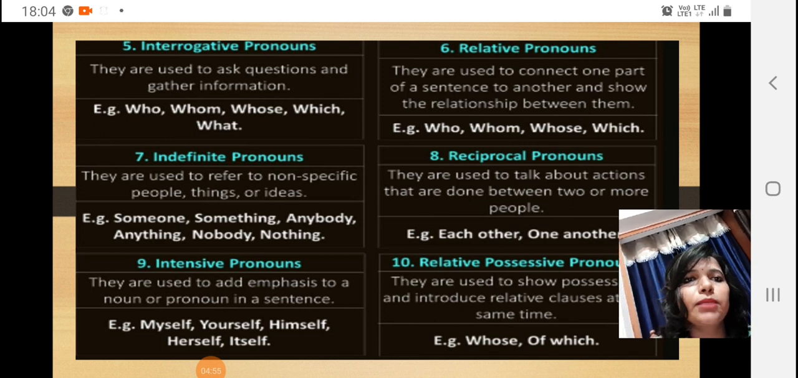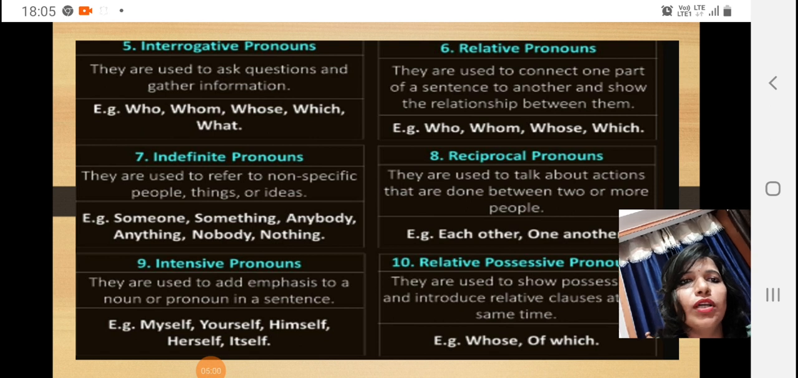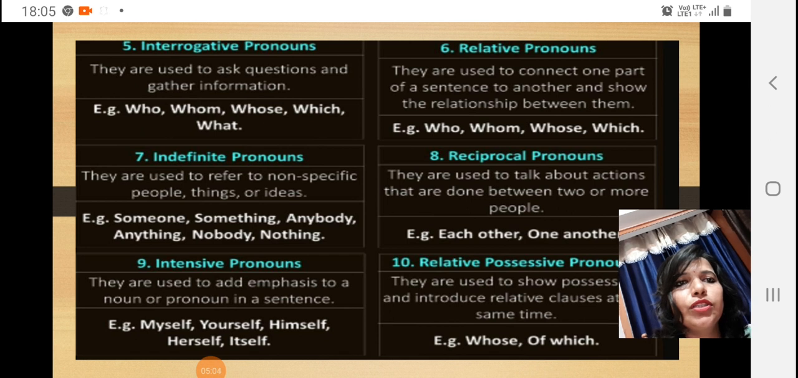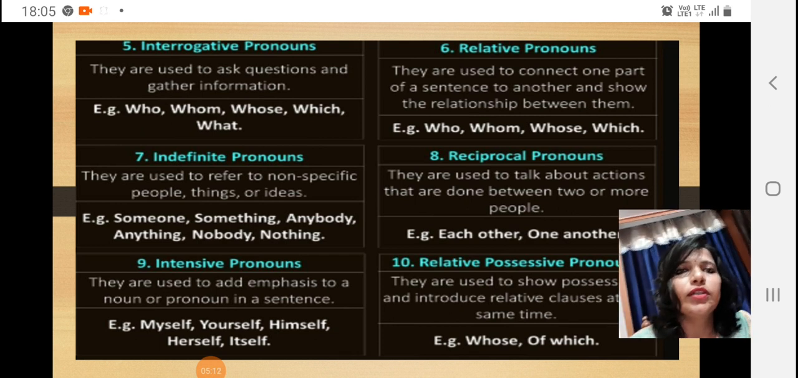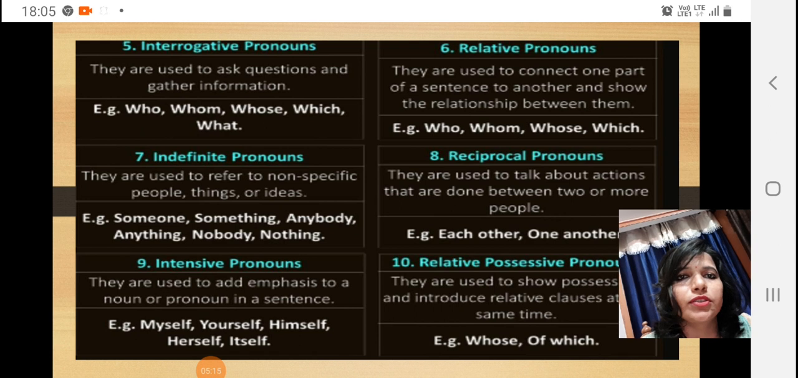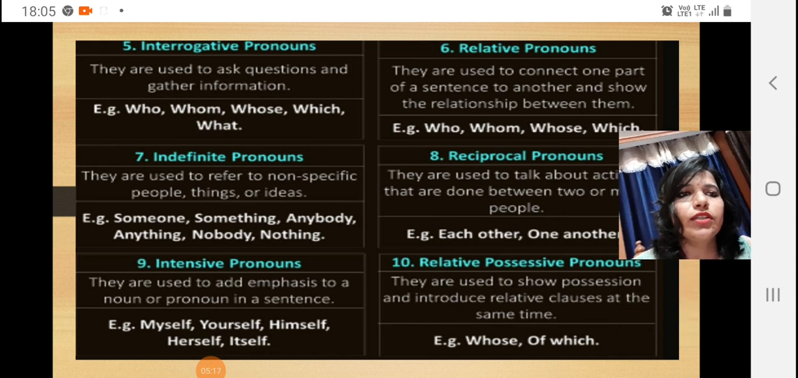Next is reciprocal. These are used between two things, like each other or one another. These two are used for the reciprocal. For example, do this work for each other, or for this thing each other is responsible. Something like that we use.